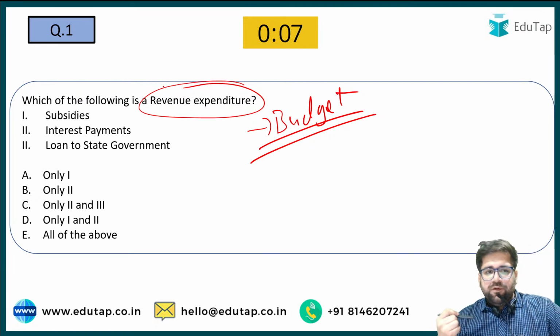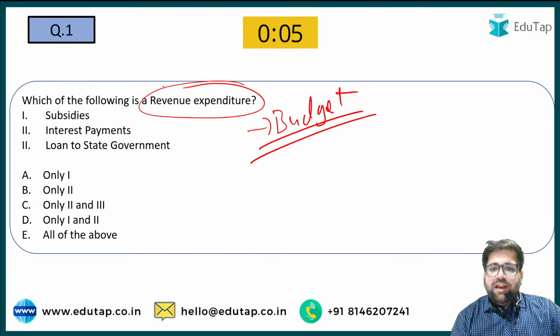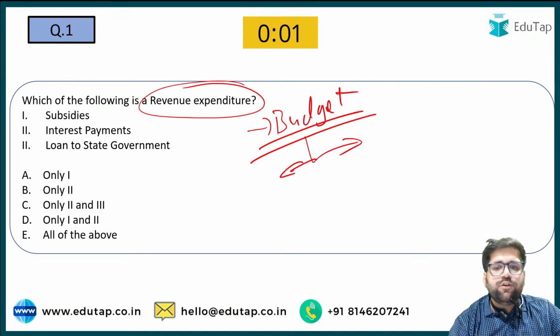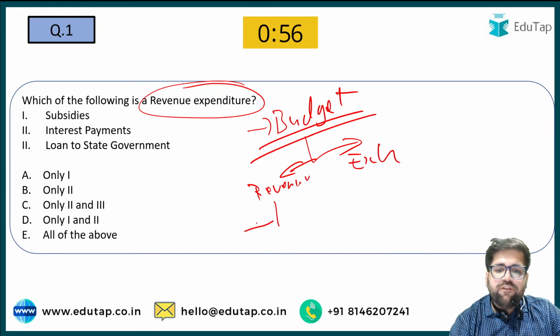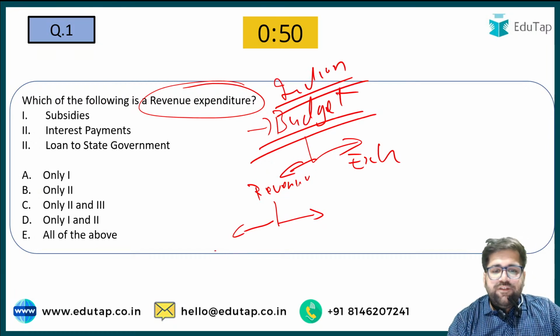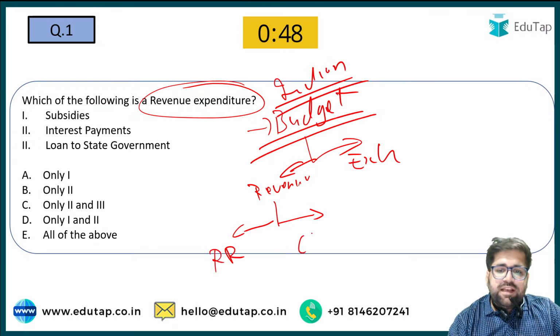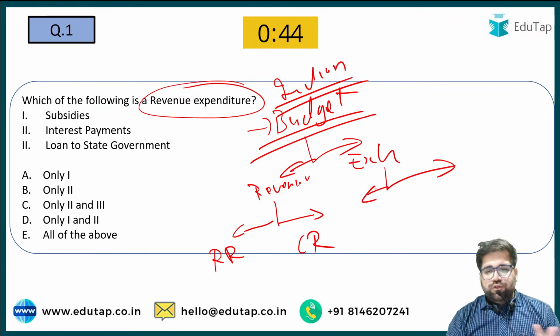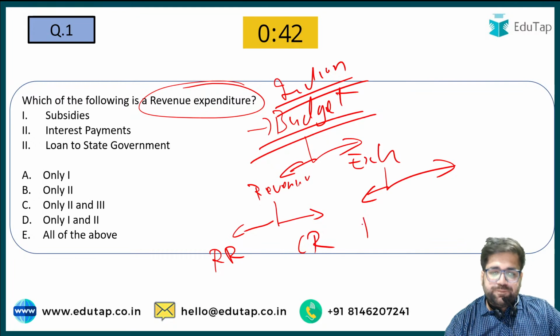First, before going to the answer, I would like to tell you some small concepts. The budget is generally divided into two parts: the first is the revenue side, and the second is the expenditure side. This is generally speaking of the Indian budget. Under the receipts side, we have revenue receipts and capital receipts, and under expenditure, the same nomenclature applies: revenue expenditure and capital expenditure.